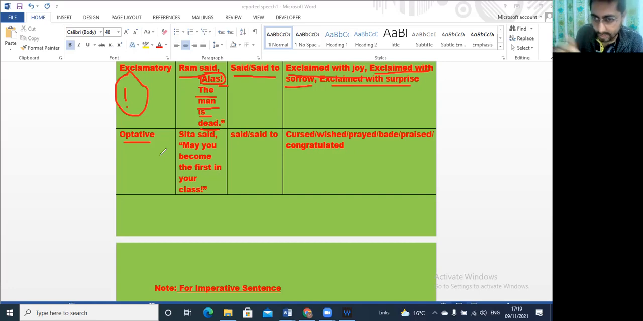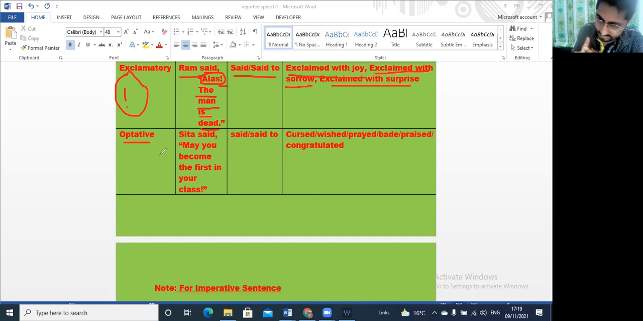Let me clear it out. In exclamatory sentence, we may look out for the sense of joy, the sense of sorrow, the sense of surprise. But while we talk about optative sentence, we have to deal with the sense other than joy, sorrow, surprise. What are the other senses?